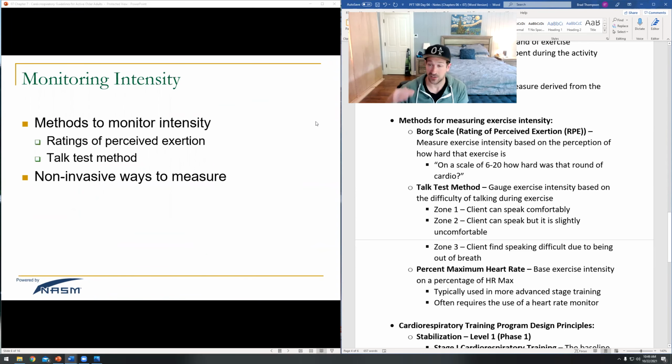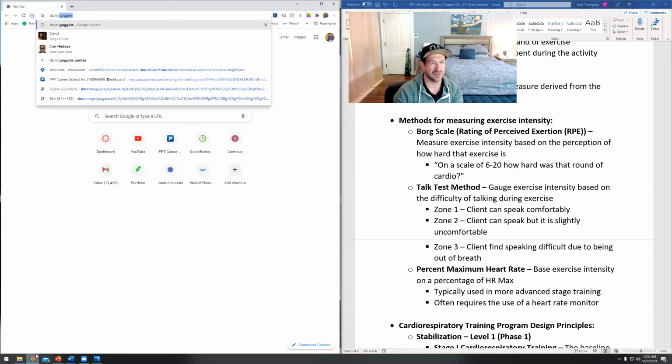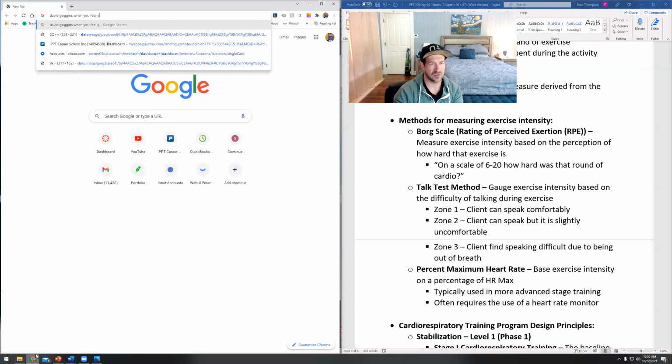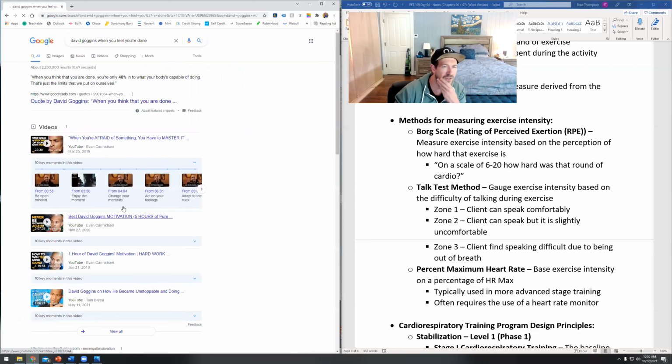His whole thing is, don't let your brain get in the way of progress, you know? And I think he has a quote, that when you think you're done, you're only about 40% of the way to your limits. I don't know where he came up with that number, 40%, but I do find that really motivating.